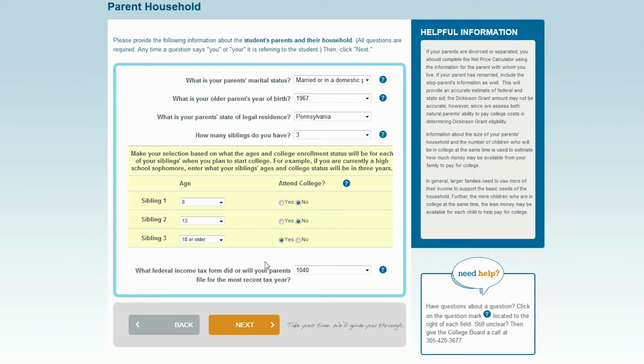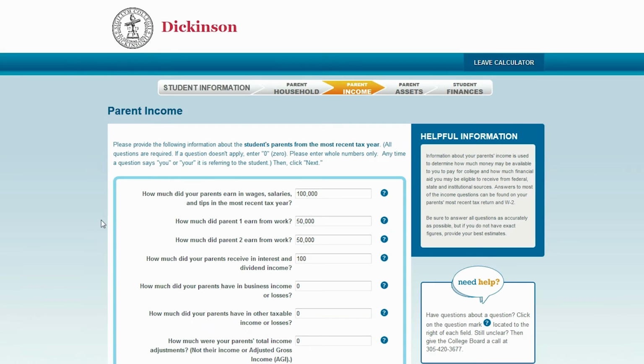So different what-if scenarios could be number in college, obviously. What if I get a significant pay raise? What if I win the lottery? So play with those numbers and see how it affects the final results. Next page, we're going to parent income. Most of this is straight off your most recent tax returns.